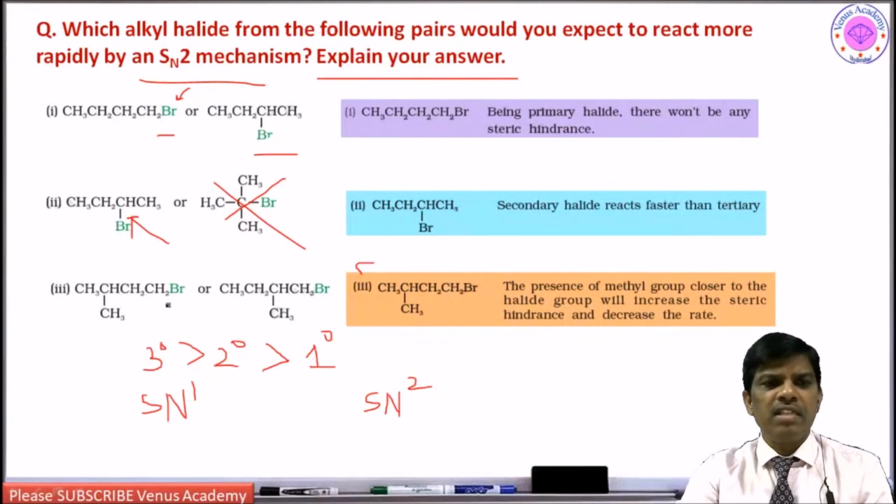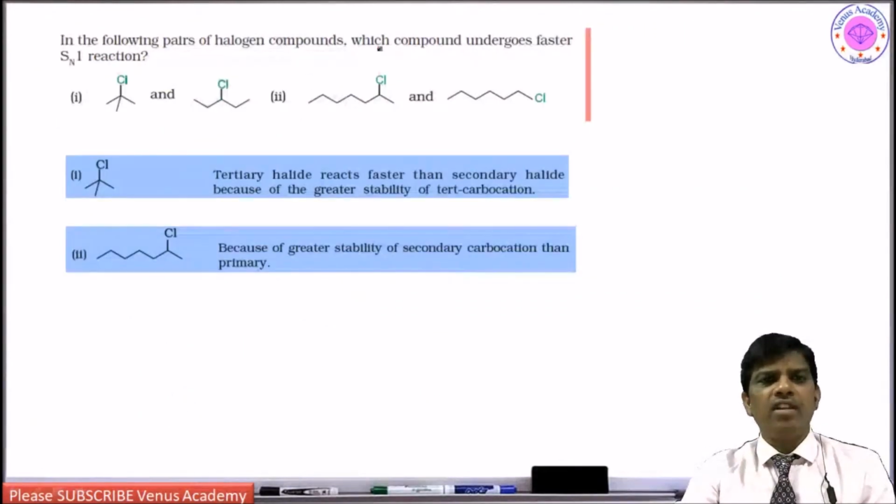When it comes to this, though it is primary and it is also primary, when you look from this side, it is very near to this secondary carbon. So this is going to undergo SN2 very easily when compared to this compound. In the following pairs of halogen compounds, which compound undergoes faster SN1 reaction?